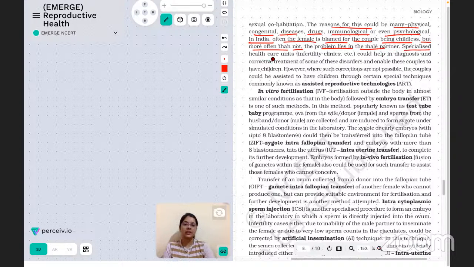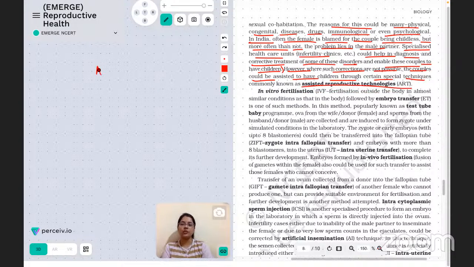Okay? Specialized healthcare units, that means infertility clinics, would help in the diagnosis also and also in the corrective treatment. उसको वो correct भी करेगा in treating some of these genetical disorders. So genetical disorders को diagnose करके treat करने में भी help करता है and actually enables these couples to have a baby or children. Now, however, such corrections are not possible. The couple could be assisted to have children through specialized techniques, which are called as ARTs.